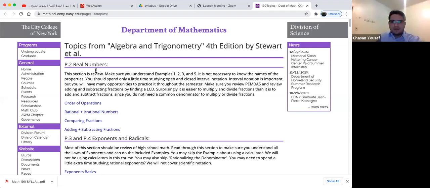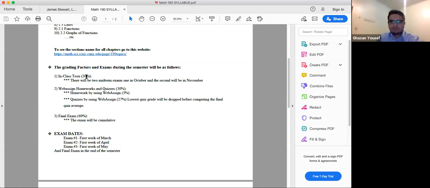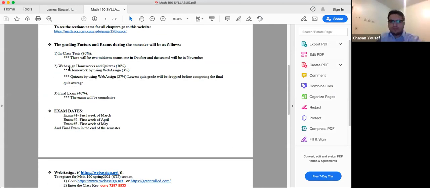So the grade factors. During the semester, we have three test exams. Each of them is 10%, so the total for the three is 30%. And we also have Wolfenstein, the homework and the quizzes using Wolfenstein. I will talk about Wolfenstein later. The homework in Wolfenstein is weekly homework. Every section we finish, I will post the homework for the section, and you will have only 1 week to solve each homework. The homework in Wolfenstein will be 3%, but the quizzes in Wolfenstein have 27%.